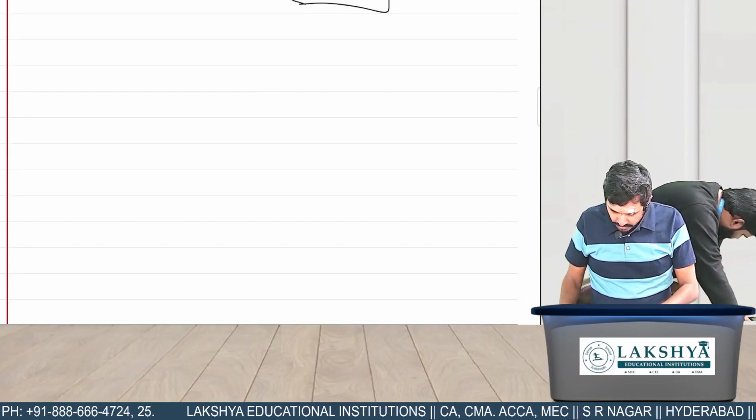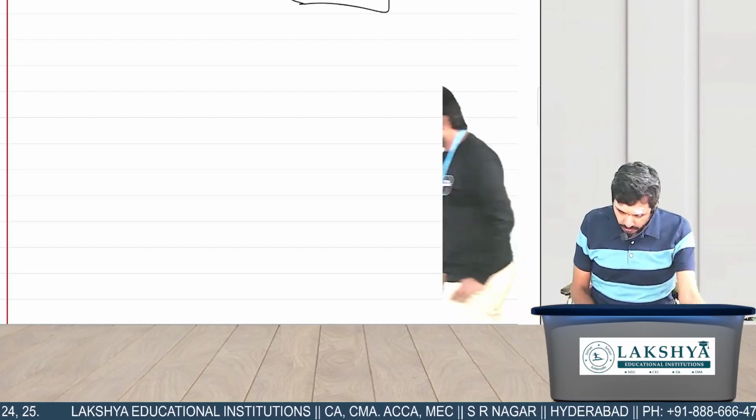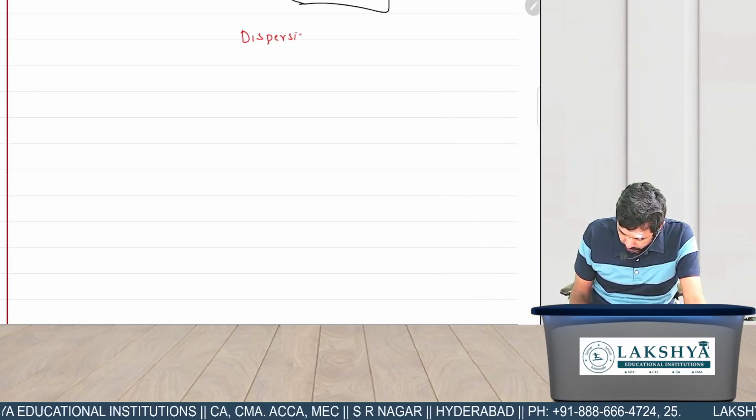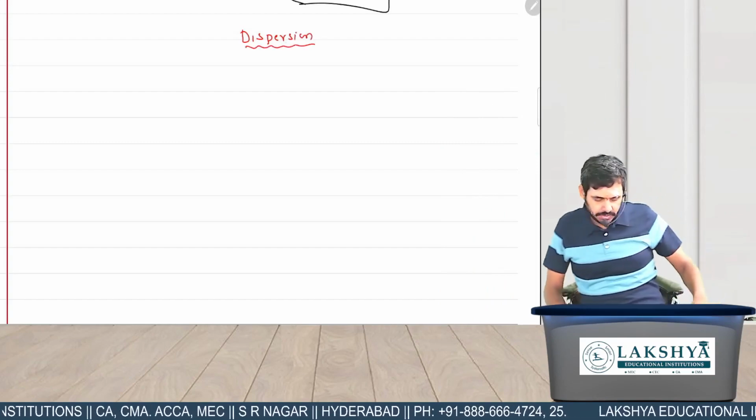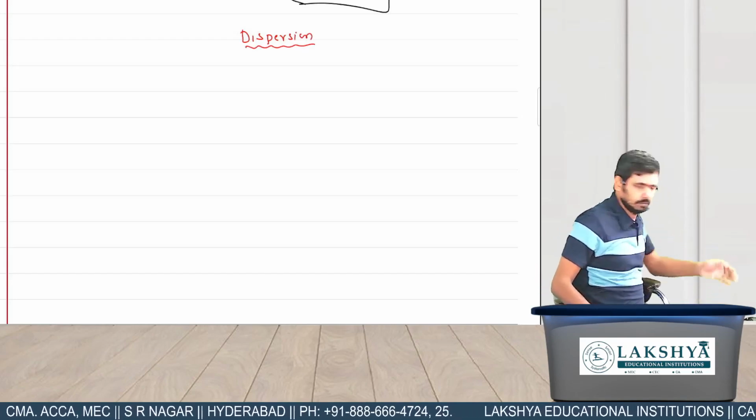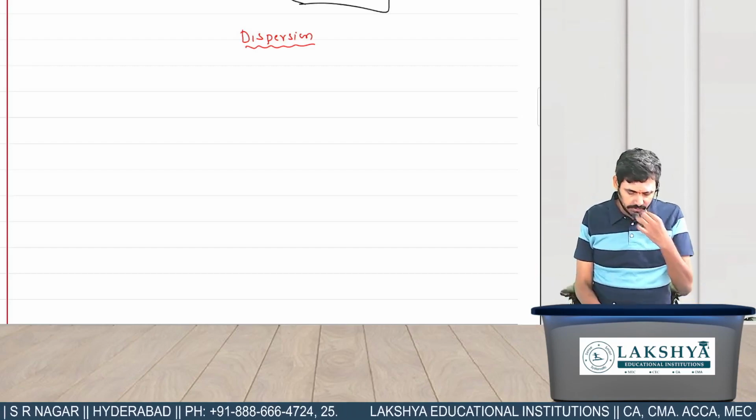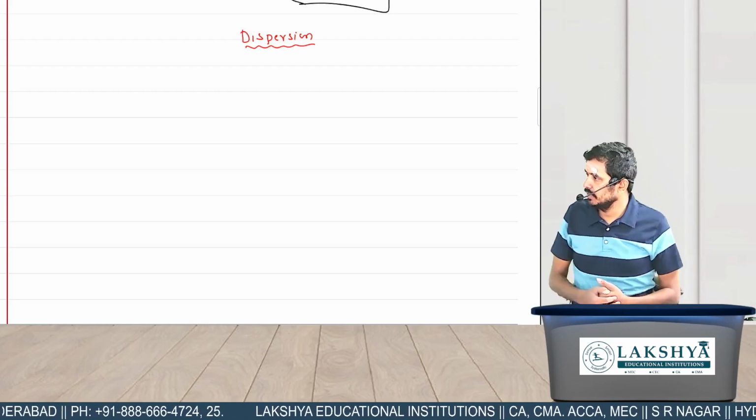See, in the previous class, we finished measures of central tendency, right? Now we discuss dispersion. Tell me what is meant by dispersion. Yes, very good. Scatteredness of the observation.